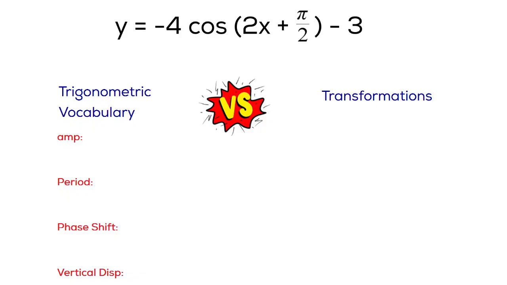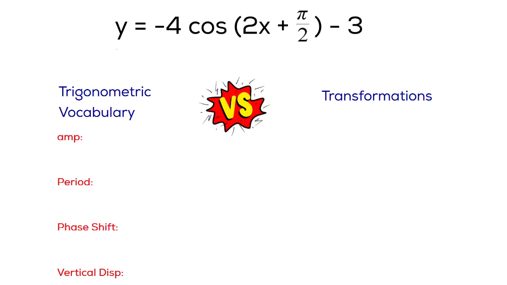One of the areas that people tend to get confused is using trigonometric vocabulary like amplitude, period, phase shift, vertical displacement, versus writing using transformation terminology like shifting, stretching, reflecting, those kinds of things. Sometimes those are equivalent vocabulary, but sometimes they're not. So let's look at this example. I messed it up as much as I possibly could, and we're going to go through this one and talk about the trig verbiage versus transformations.